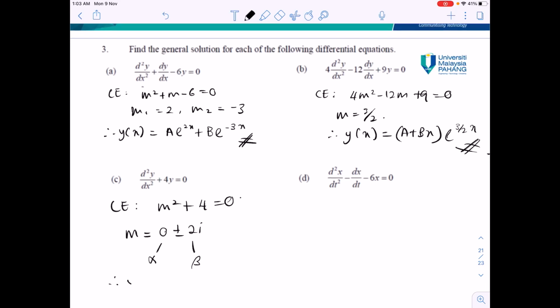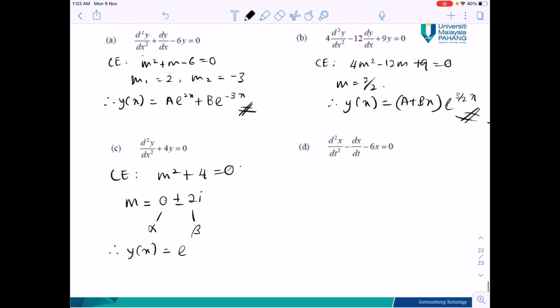Okay, this is y(x) equals e^(0x) times (a cosine 2x plus b sine 2x), or you can simplify this one to become a cosine 2x plus b sine 2x, because e to the power 0 equals 1.